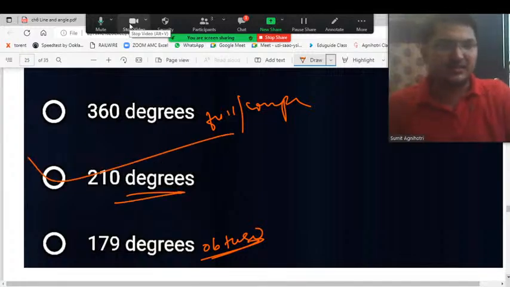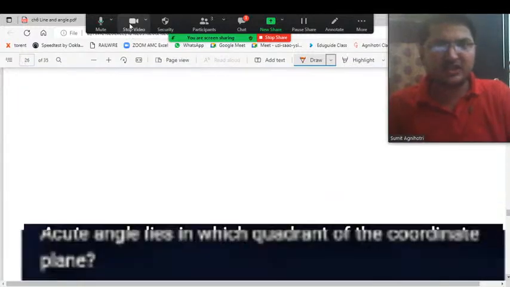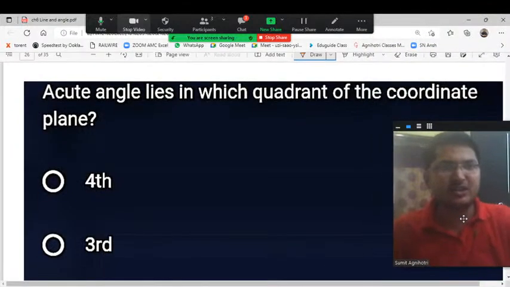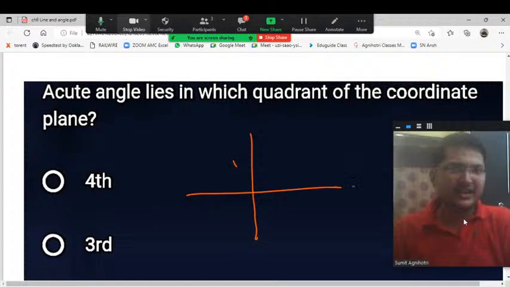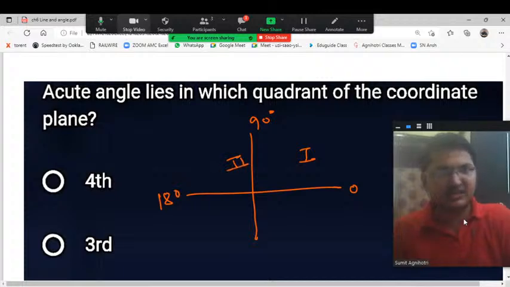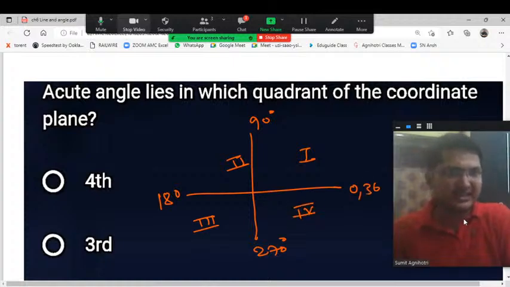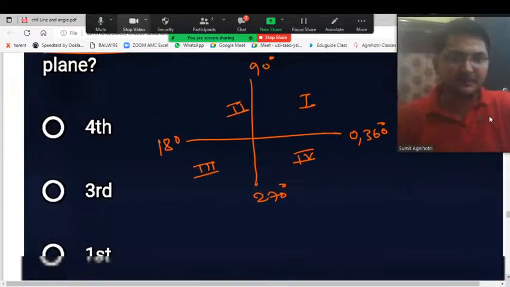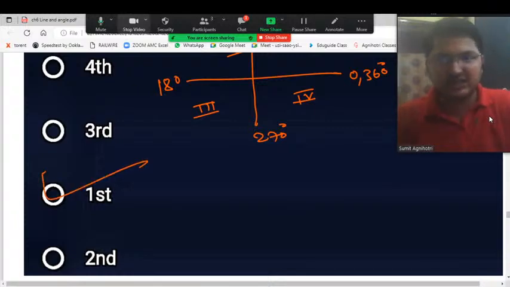Next question in front of you: acute angle lies in which quadrant of the coordinate plane? Here 0 to 90 degrees lies in the first quadrant. 90 to 180 degrees lies in the second quadrant. 180 to 270 degrees lies in the third quadrant. 270 to 360 degrees lies in the fourth quadrant. That means acute angle lies in which quadrant? It's the first quadrant. Very good.